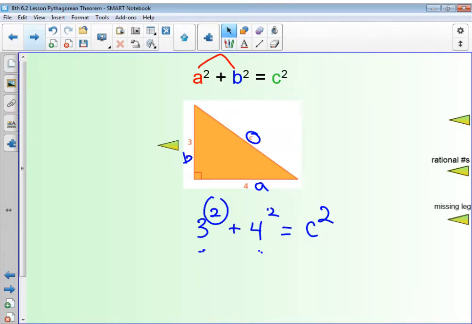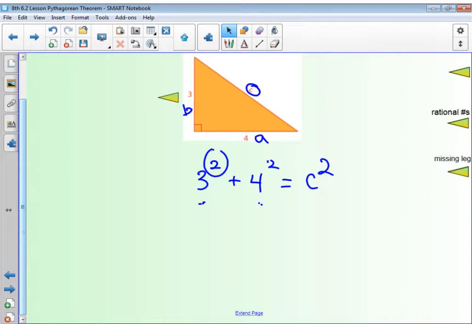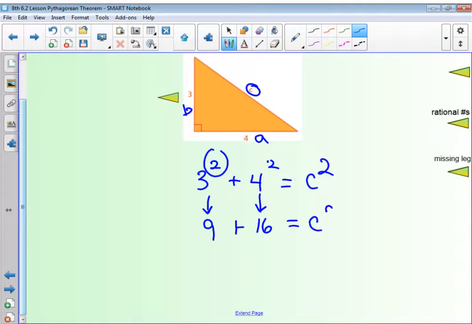Okay, so now we're going to go ahead and solve this. Now I'm looking at it as an equation. So my PEMDAS: parentheses, I don't have any. Do I have any exponents? Yes, I need to solve my exponents. So 3 squared gives me 9, plus 4 squared gives me 16, and that's going to equal C squared. Now when I simplify this, I get to do 9 plus 16, which gives me 25, equals C squared. Now here's the thing that oftentimes people forget.